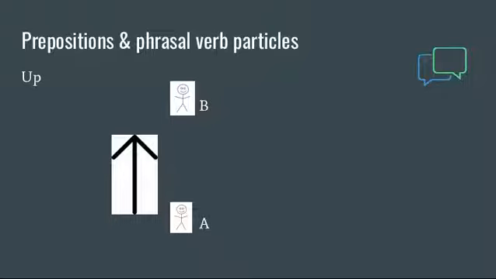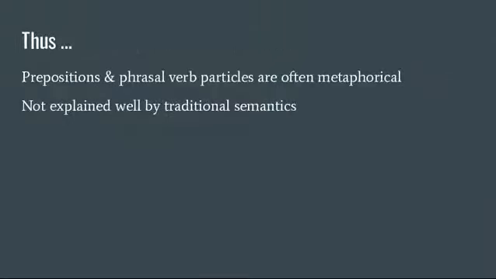So, prepositions and phrasal verb particles in English are often metaphorical. And that's the tricky thing. Prepositions tend to be used metaphorically in different languages. Traditional semantics does not explain this very well. The approach that we're using here is called cognitive semantics, where there's a core physical meaning for things like up and over, but they can be extended in other ways.